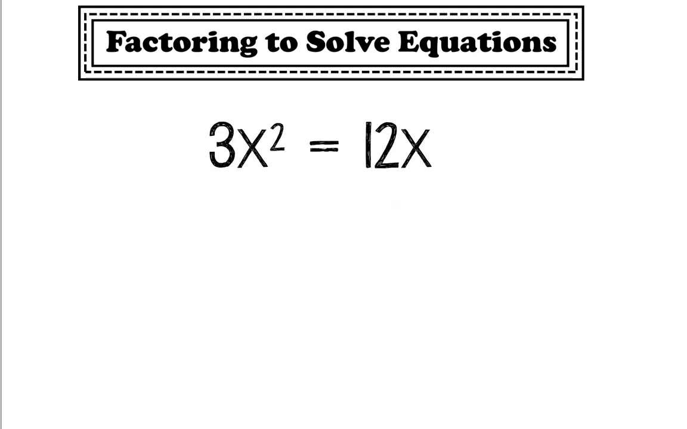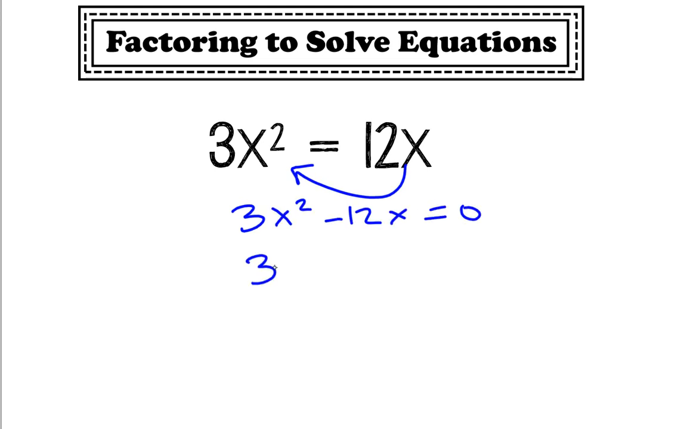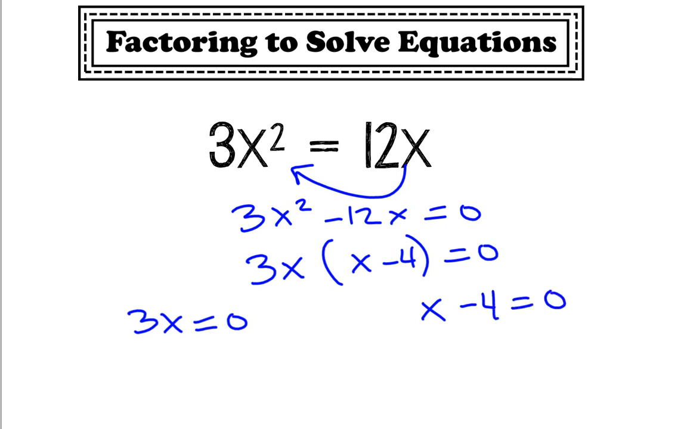Okay. What do you think about this one? Well, I can't square root both sides because you cannot square root an x. So it looks like I'm going to have to manipulate this problem. 3x squared minus 12x equals 0. Factor out my GCF of 3 and x. Get x minus 4. Then set up my two separate equations. So 0 and 4.